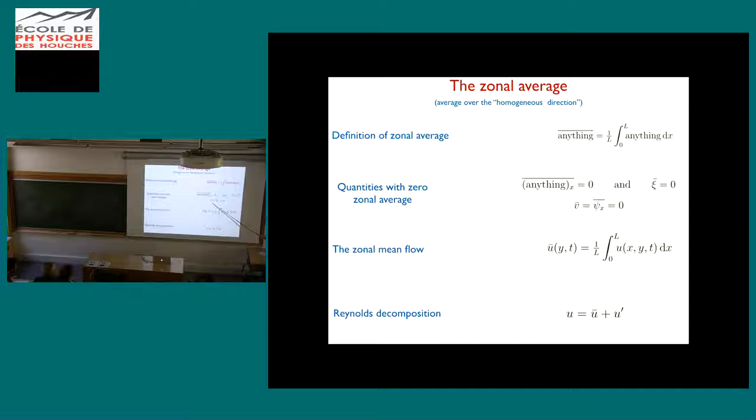What I mean by the zonal mean flow is the zonal average of U, and we can do a Reynolds decomposition, U bar plus U prime. Sometimes it is convenient to include an additional time average in the definition of the bar, to remove any turbulent pulsations which are left after you do the zonal average. I won't do this here.